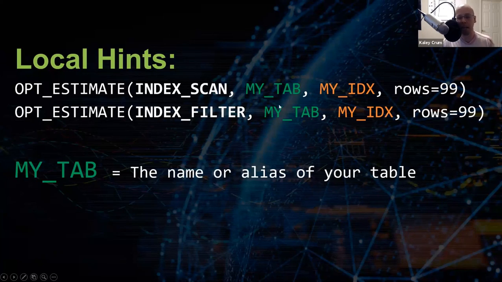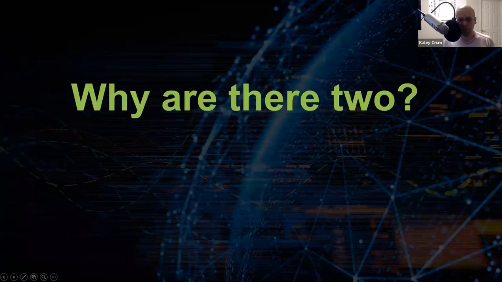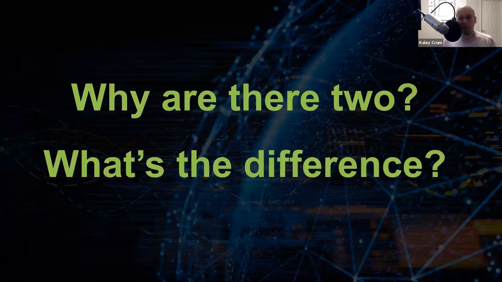You say my tab, that's going to be the name of your table or your alias, and my index is going to be the name of your index. So you would just plug those in right here. The question is, why are there two versions? What's the difference between the two versions?